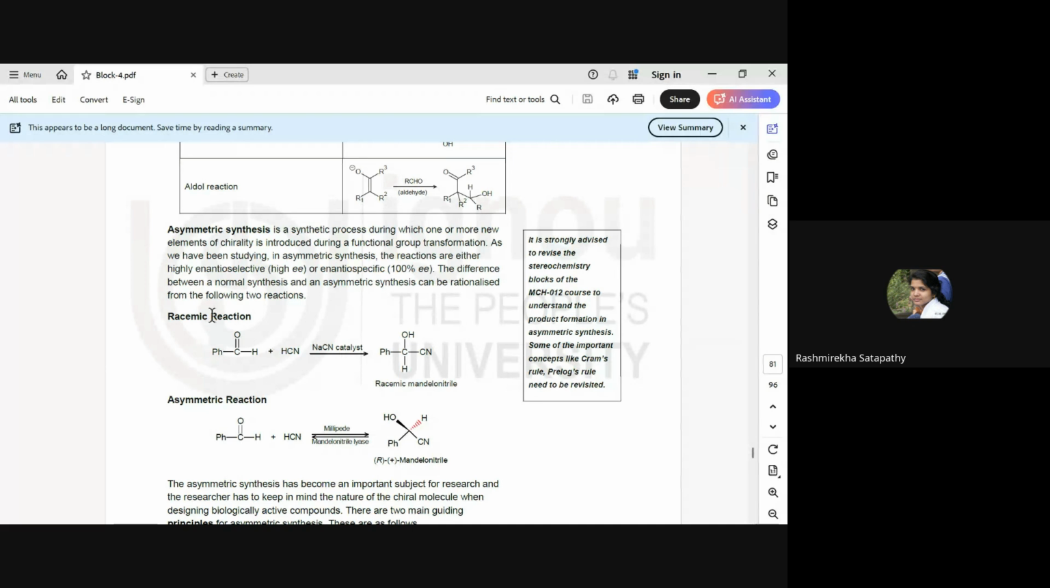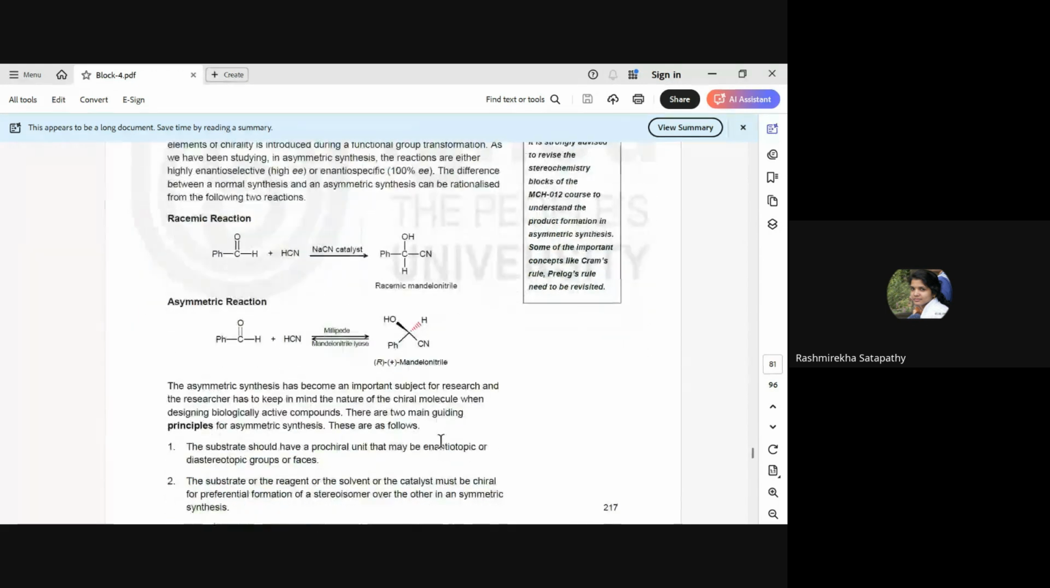Racemic reaction: when this aldehyde is treated with HCN and NaCN catalyst, the racemic product is forming. Asymmetric synthesis: when this aldehyde is treated with HCN and this reagent only, not the plus-minus but only the R-plus product is forming. Its rotation is plus.